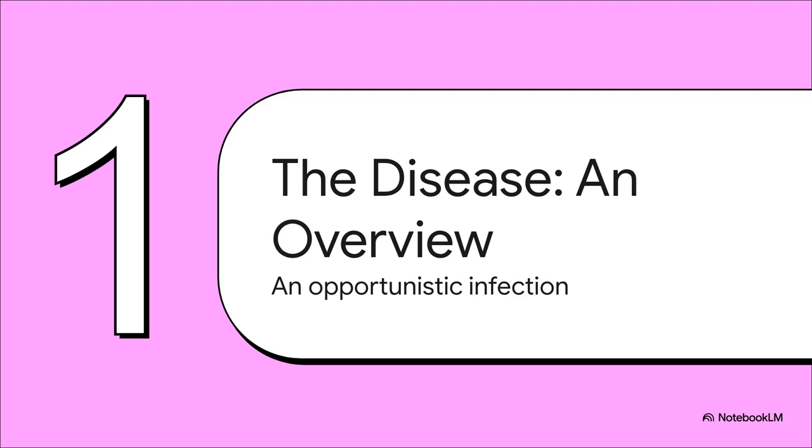Okay, first up, a general overview of the disease. The key word here, and you'll hear me say it a lot, is opportunistic. Invasive aspergillosis doesn't just infect anyone. It's a pathogen that waits for a moment of weakness, specifically a compromised immune system. And that makes it a huge threat across so many different clinical settings.